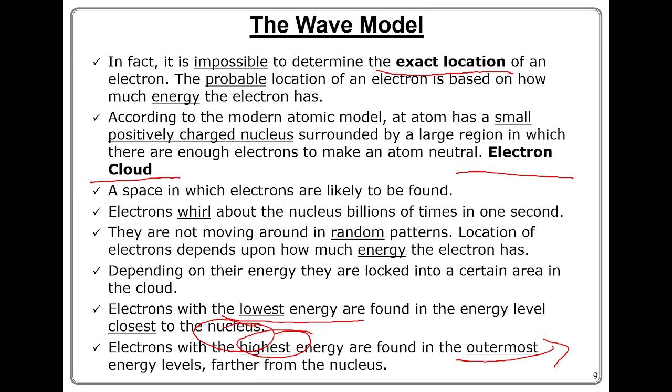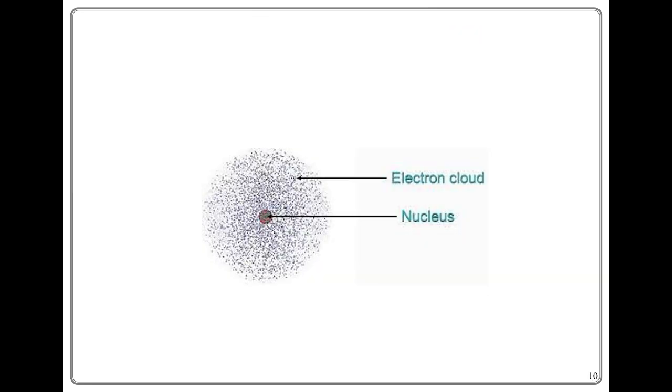This is language that you need to understand in chemistry. If we talk about the lowest energy level, you know it's the energy level closest to the nucleus. And if we talk about the outermost energy level, it's the one furthest from the nucleus. According to the wave model, an electron will form an electron cloud because it's difficult to tell the actual position of that electron. And what we get is a structure that looks like this.